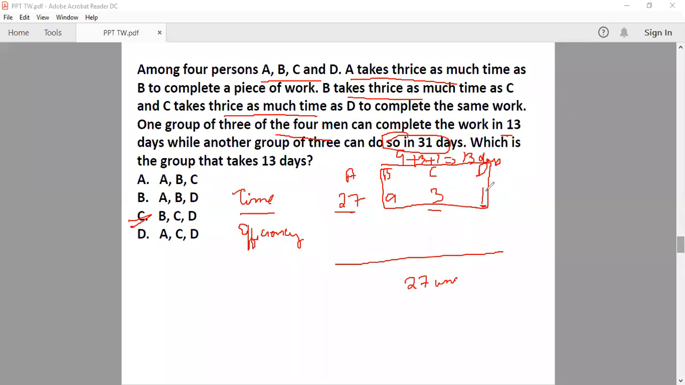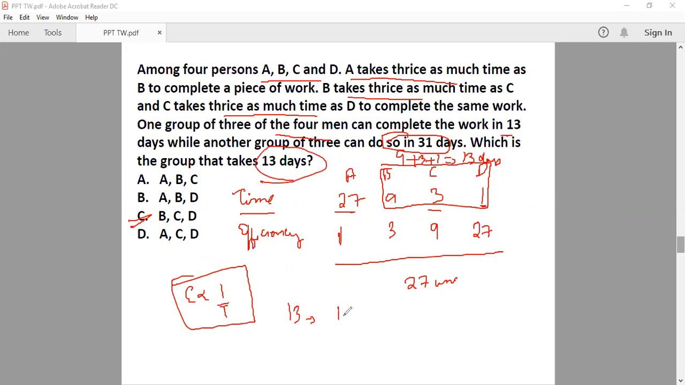See, since D can do the work in 1 day, D's efficiency is 27 units. C can do it in 3 days, so C's efficiency is 9, B's efficiency is 3, and A's efficiency is 1. Now I know that efficiency is inversely proportional to time. The more the efficiency, the less time it will take. Now if the work is getting completed in 13 days, it means the efficiency has to have some relation with 13.